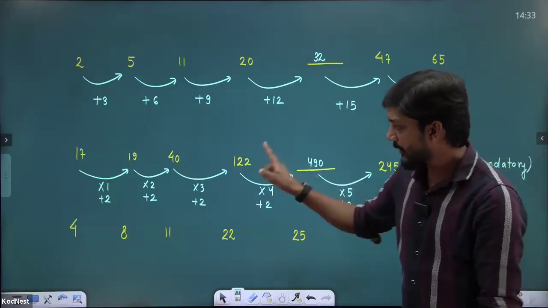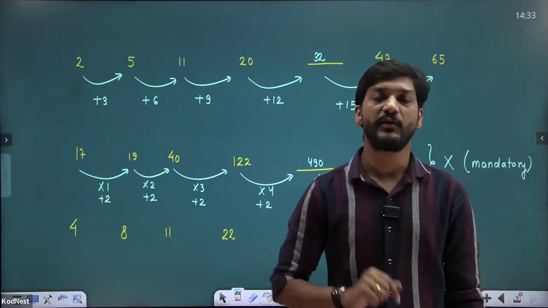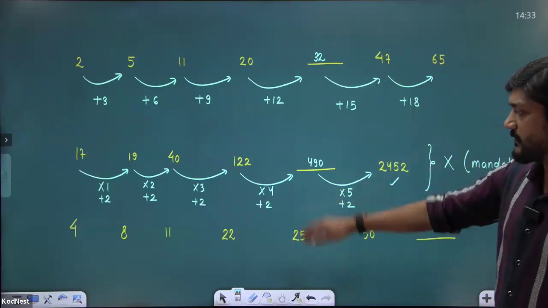So multiplication, please remember, you will have to think with multiplication. Don't try with addition. Understood this? Please answer.